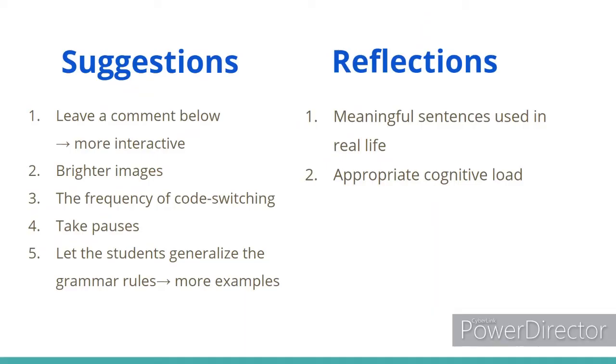So after watching these videos, we have some suggestions for the videos. We think that in the second part, it would be more interactive if the teachers could ask the viewers to leave a comment below the film or to perform a sentence by themselves. It probably will lead the viewers to do exercises and be more interactive with the sentences and grammar. And next, we think that from the visual aspect, the image could be brighter because it's a bit dark for us to see.